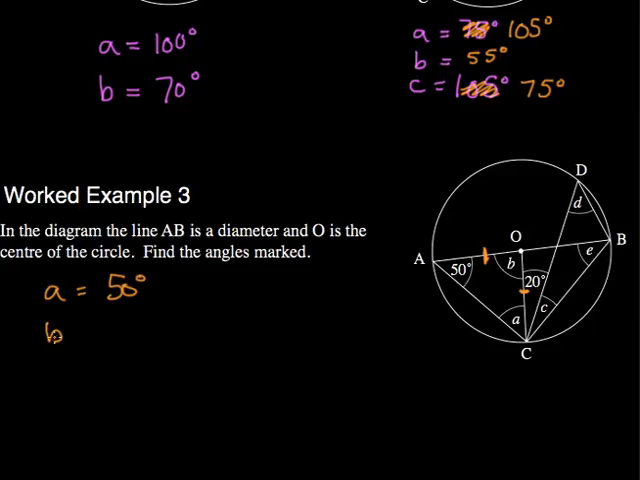What about B? So B is the remaining angle from this triangle here. So 50 degrees plus 50 degrees is 100. B must be 80 degrees. C next.